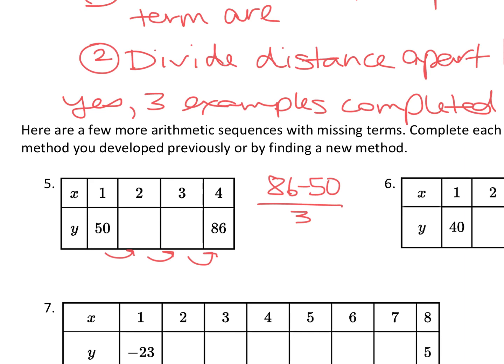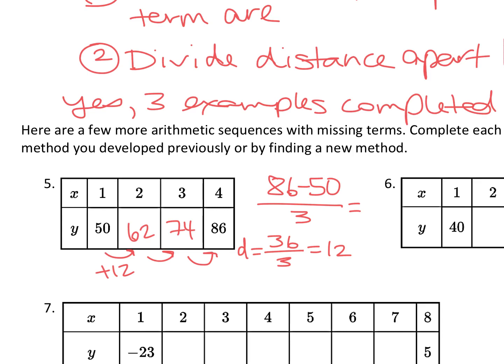So I end up getting 36 divided by 3, which is 12 as my common difference. So if I add 12 each time, plus 12, I should get 62, 74, and then 86. Looks like it's working. Let's try another one.